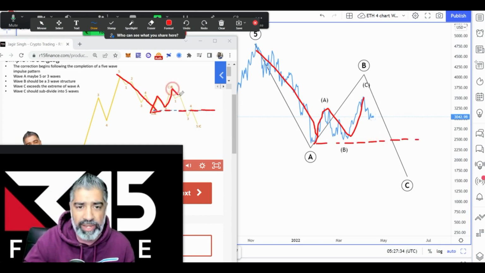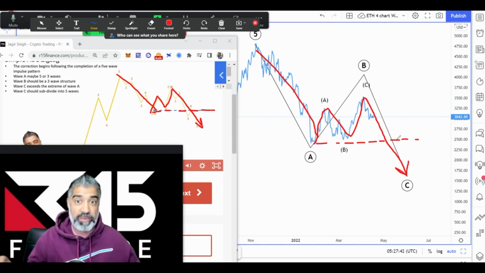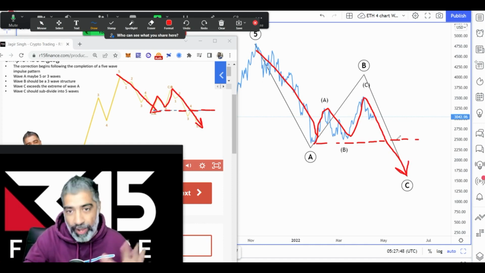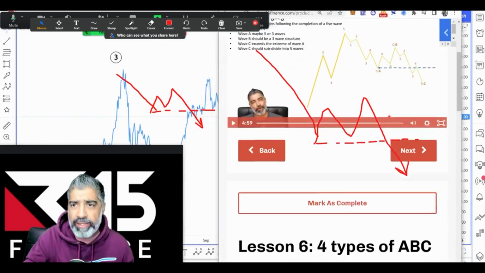And then it's typically a wave C that breaks down into a 5-wave sequence, and that's what we're referring to. Right, and I know that's going to be scary for the market if you're not used to it, but now we can see where and how far down it is likely to go.